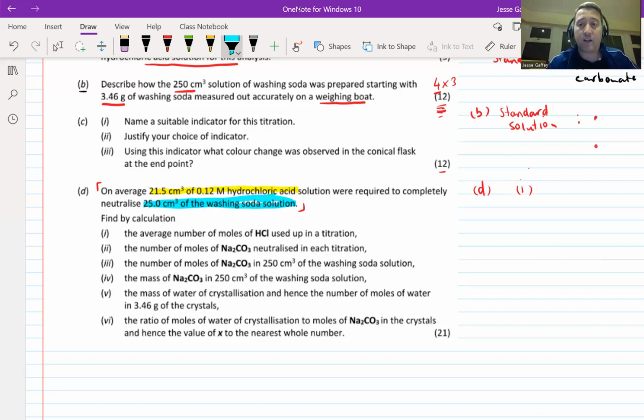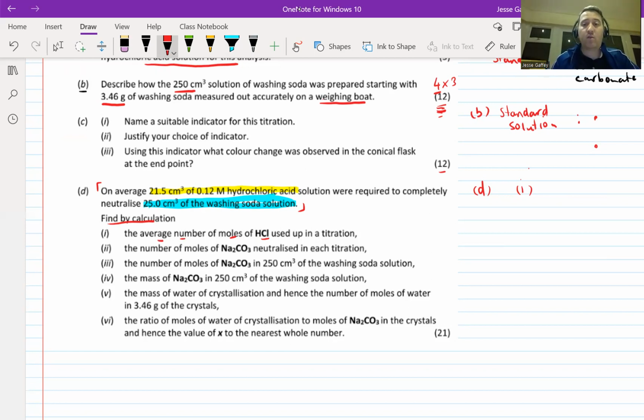Let's just look at what it's asking us to do. It's giving us information. With that information, we have to figure something out. What is it asking us to do in part 1? Find by calculation the average number of moles of HCl used up in a titration. Some of you will be able to look at this now and say, okay, I can do this. I already know how to go from information about concentration, molarity, and find the number of moles. If you understand what you're about to do, let's pause the video and have a go at this now, please.